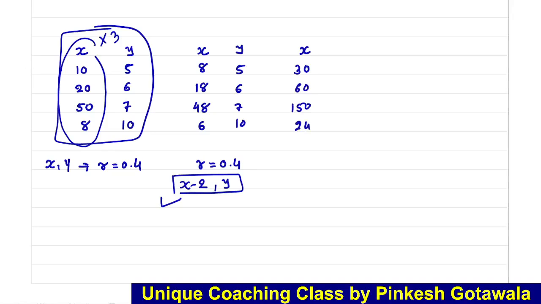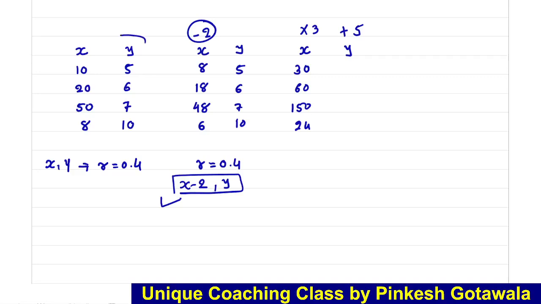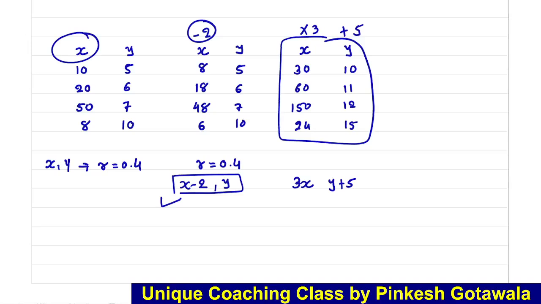Here, in the first step I just subtracted 2. Now here I multiply by 3. Now in y I also add 5. I have added 5 to all values of y, so it would be 10, 11, 12 and 15. So here I multiply x by 3 and add 5 to y, and I got this observation. Now if I find its correlation, the answer would be the same, 0.4.